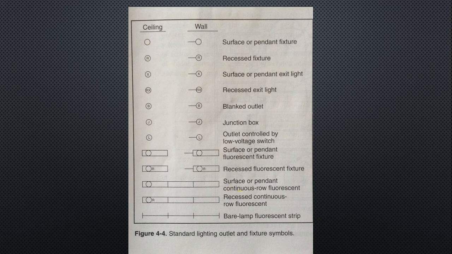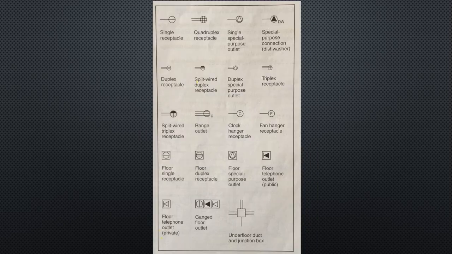Receptacle symbols. Symbols on the electrical plan identify the locations and types of receptacles. Special or unusual receptacles are clearly marked. Circuit lines may be used to show the connections between the receptacles. See figure 4-5 on the screen now.